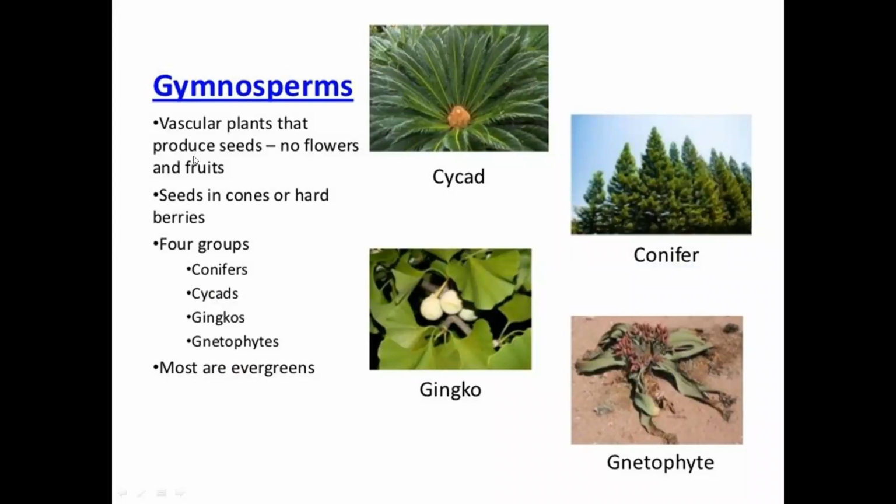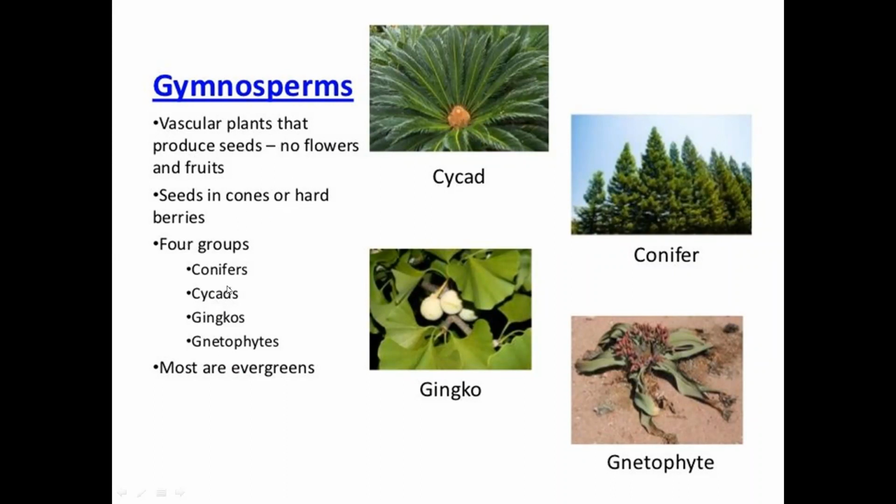No flowers. They produce seeds, but there will be no flowers and fruits. Seeds are naked. If the seeds were covered with something, then you could get a fruit. But here the seeds are naked. Seeds are in cones or hard berries. Seeds are inside the cones. This is a cone.